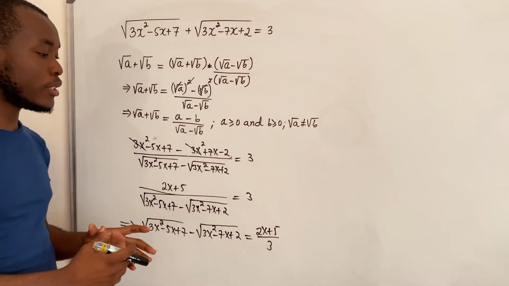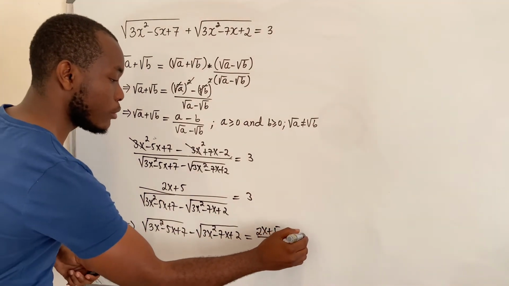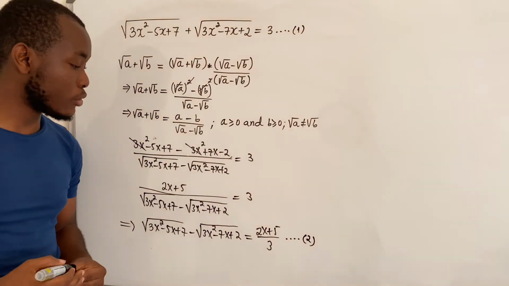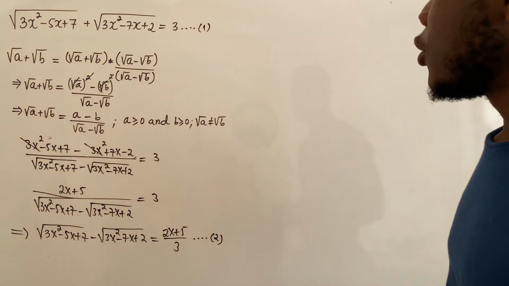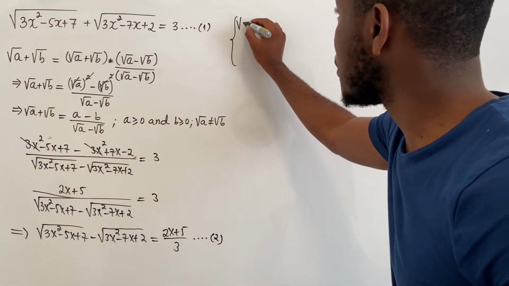So let's solve the simultaneous equation. This one, we're going to consider equation 2. And this one, we're going to consider equation 1. So let's now solve equation 1 and 2. Okay, so solving equation 1 and 2, we will have equation 1 first.